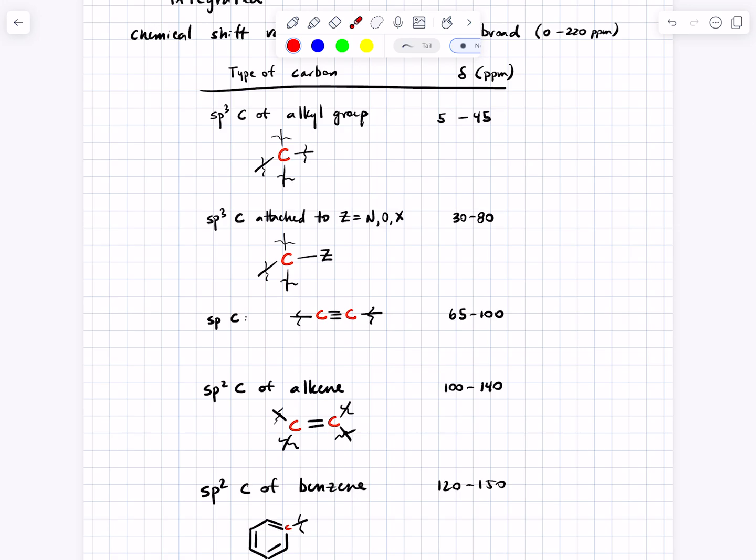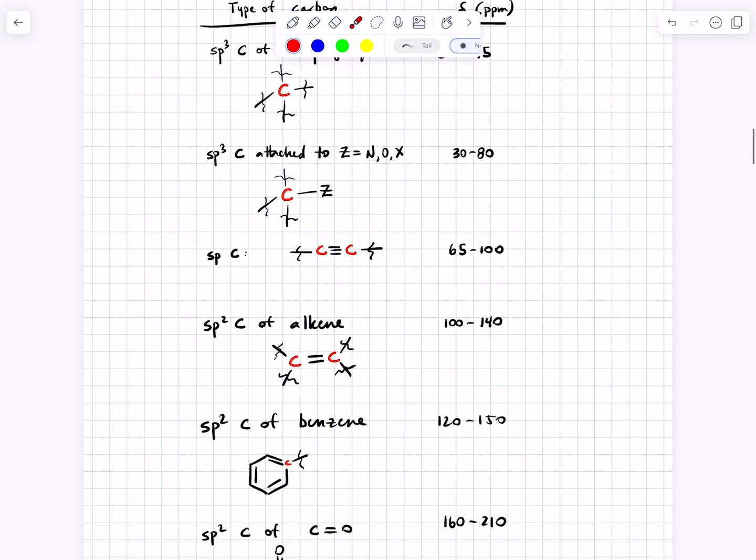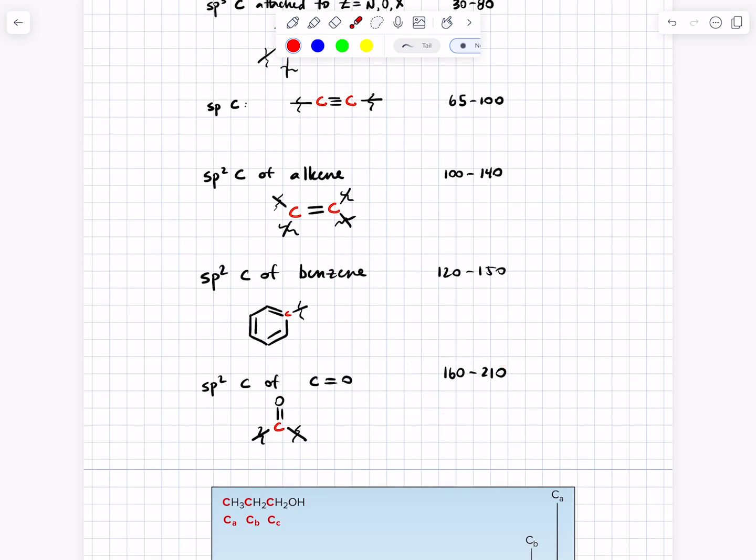So, as you'd expect, carbons that are just alkyl groups show up in the shielded region of the spectrum. You add an electronegative atom like nitrogen, oxygen, or a halide, you de-shield somewhat. Being in an alkyne triple bond actually moves you into the 60s to 100s part of the spectrum. Being in an alkene moves you into the 100s to 140. Being attached to benzene moves you to 120 to 150, and then being a carbonyl moves you into the 160s to 210s. So that's sort of the general pattern that you're looking for.